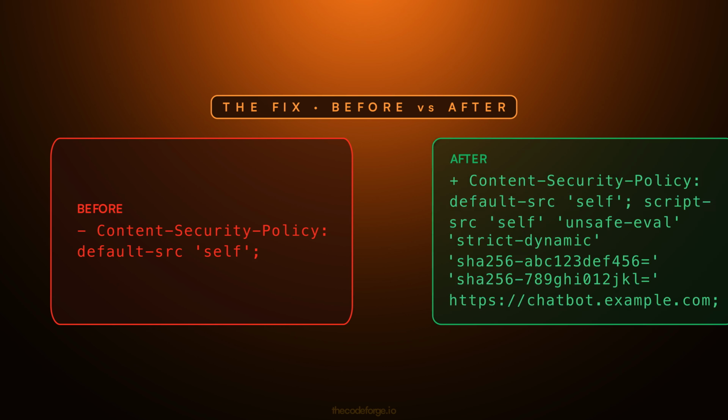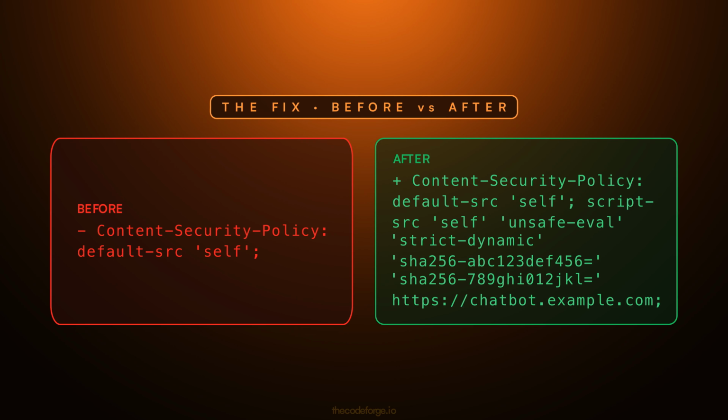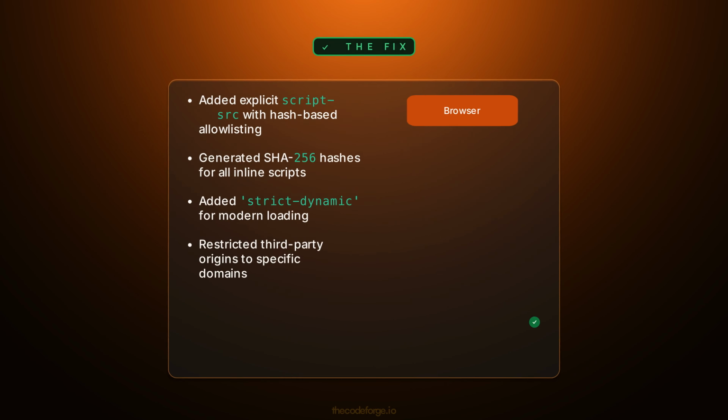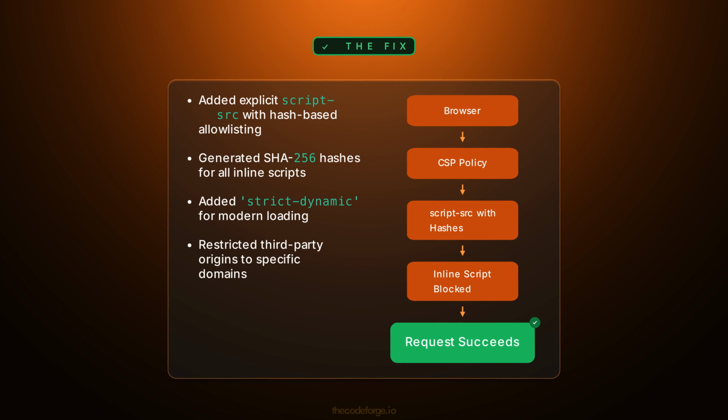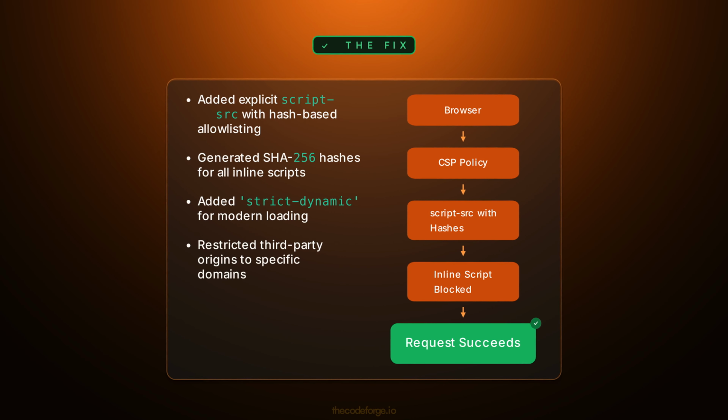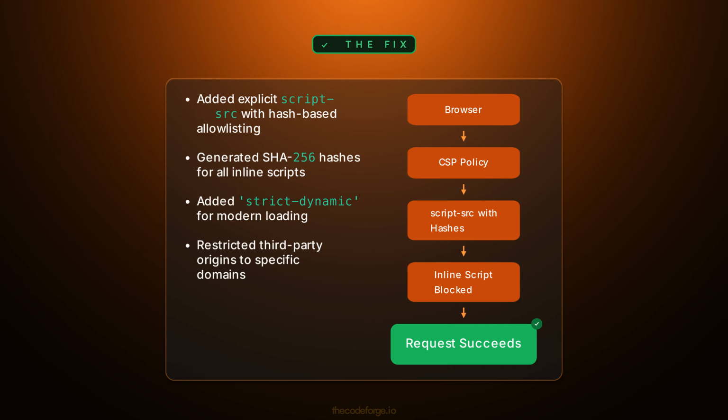The CSP had default-src, self, but no explicit script-src, so inline scripts executed freely. A compromised chatbot widget injected a script that exfiltrated session cookies. The fix required adding an explicit script-src directive with hash-based allowlisting. We generated SHA-256 hashes for all 14 inline scripts using the CSP evaluator tool and added them to the policy. We also added strict dynamic and restricted third-party origins to specific domains. This prevented any unauthorized script from executing.